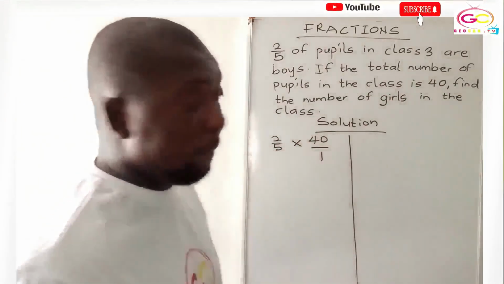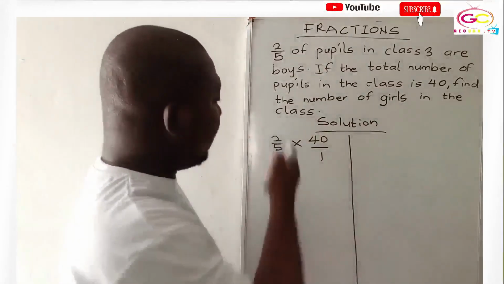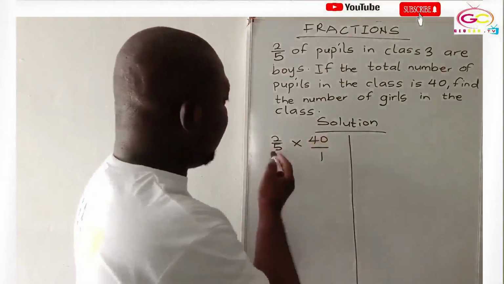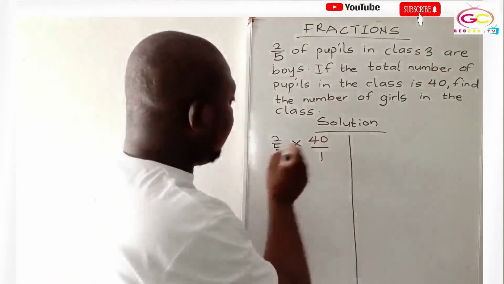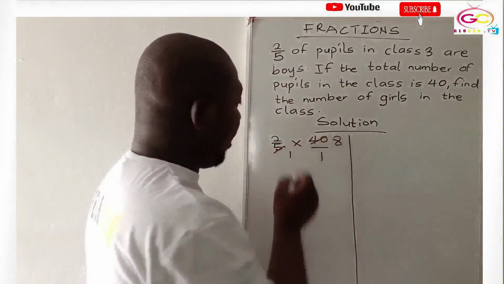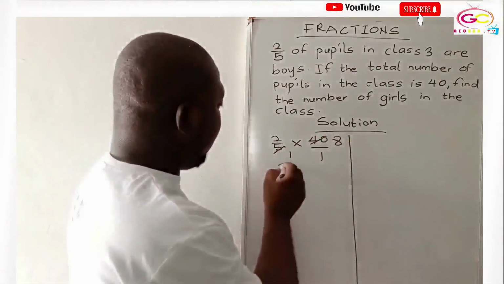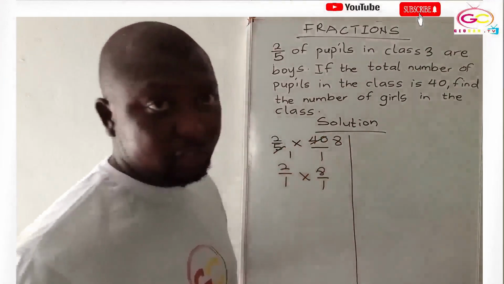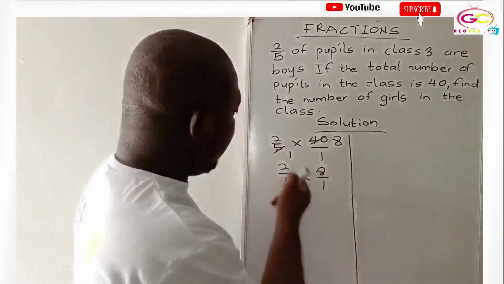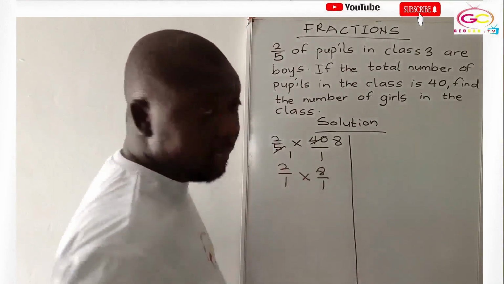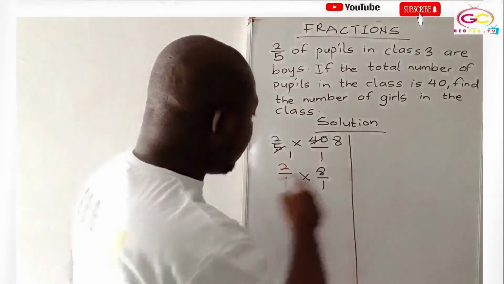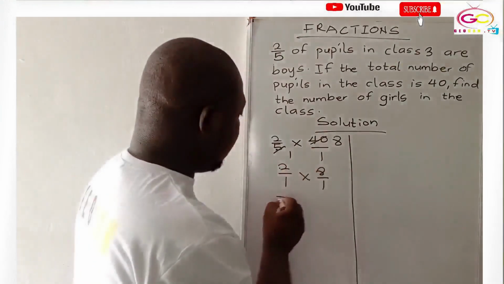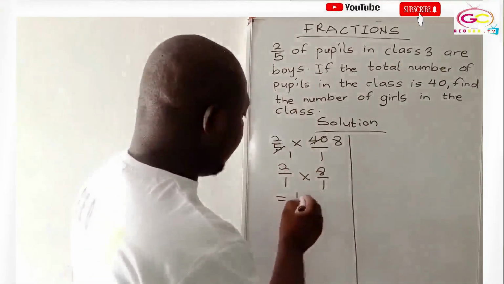Now, remember, you can cancel vertically or diagonally. So let's do that diagonally, because 5 can go into 40. 5 times 8 is 40, and 5 divided by 5 is 1. So you have 2 over 1 times 8 over 1. Can we cancel again? No, we can't cancel vertically, neither can we cancel diagonally. So now we can multiply the numerators and the denominators horizontally. So 2 times 8 is 16.